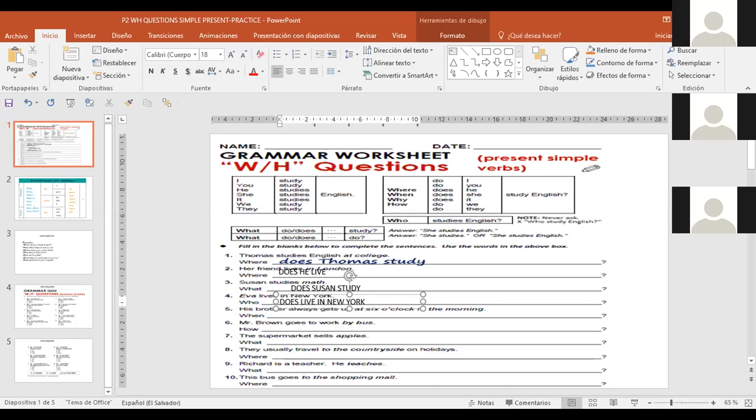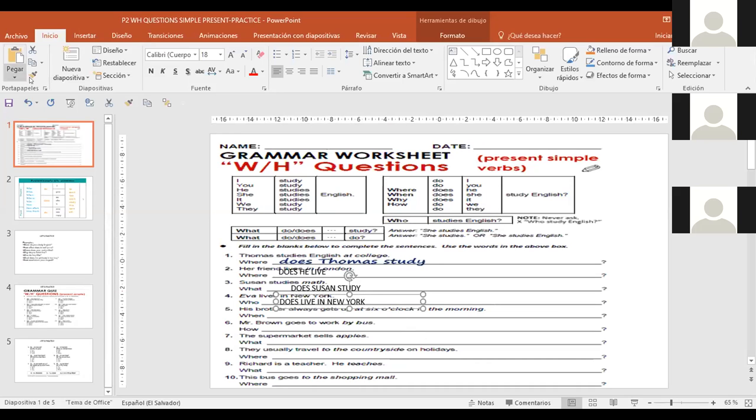Si me dijeran where, si la WH word fuera where, entonces la pregunta me quedaría, ¿dónde? Where does Eva live? Pero como comienza con who, entonces me quedaría who does live in New York. Okay. Sí, muy bien. ¿Quién vive en Nueva York?